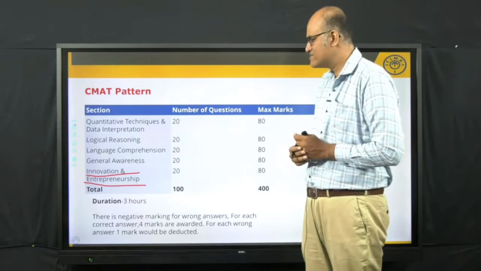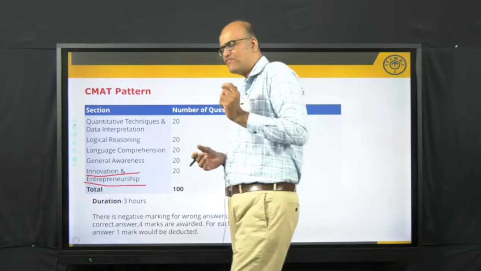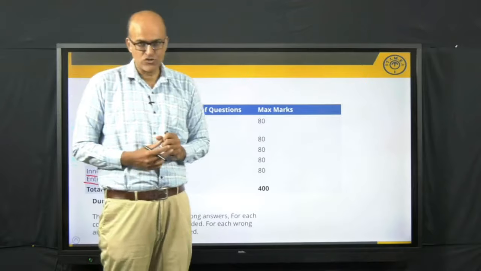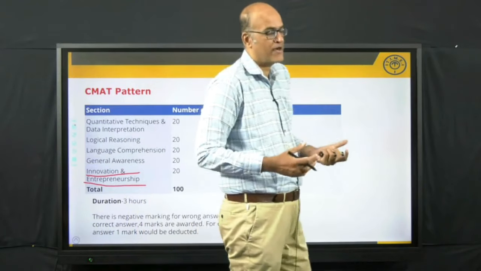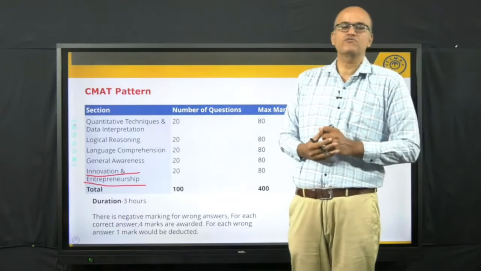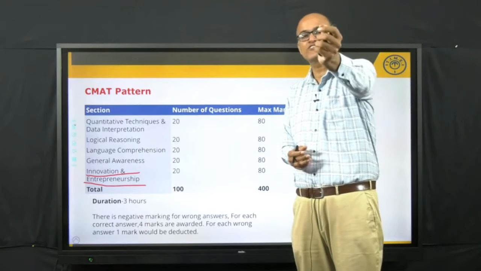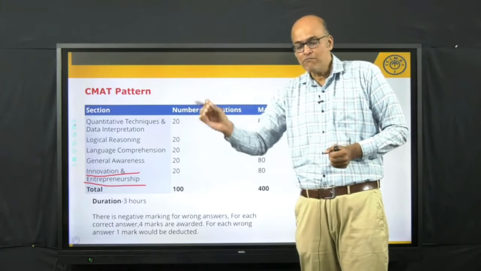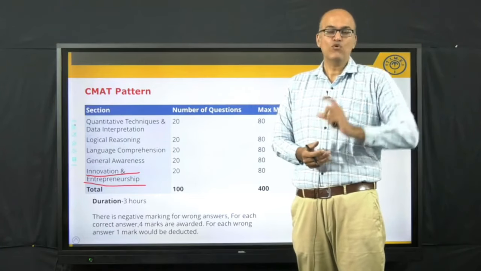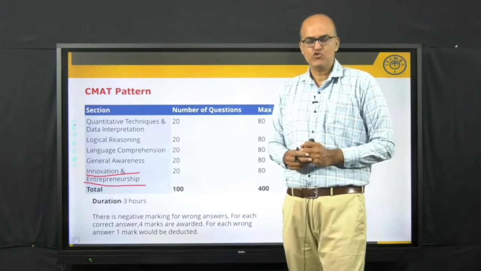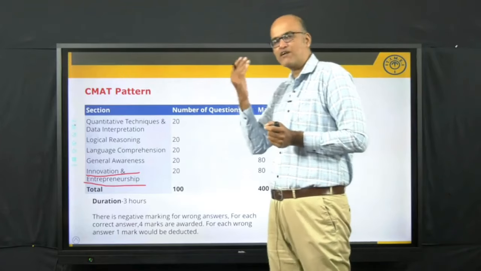Remember, the marking scheme is very interesting. Every question in CMAT will have 4 marks weightage. That means if you get all 100 correct, maximum marks you can score in CMAT becomes 400. But if you get a question wrong, then 1 mark will be deducted. So 1/4 negative marking will be there, 1 mark will be deducted. So every wrong answer, your 1 mark will vanish.